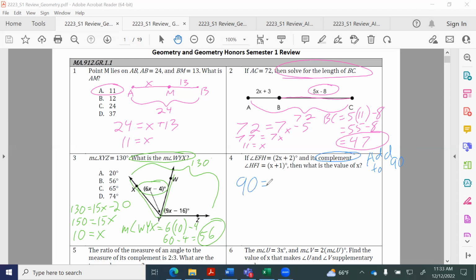So 90 equals, well, if I add these up, this is 2x. This is like saying 1x. So 2x and 1x is 3x. 2 and 1, that's also 3. So I have 90 equals 3x plus 3.